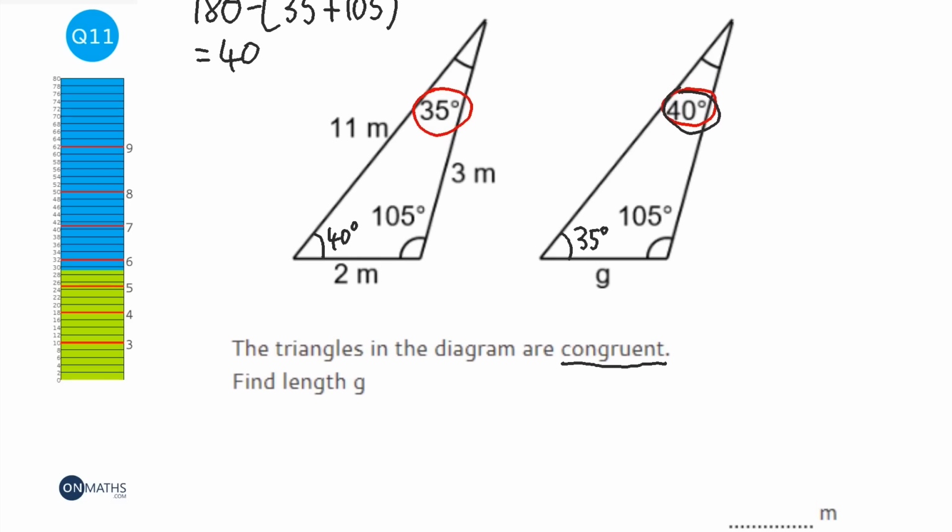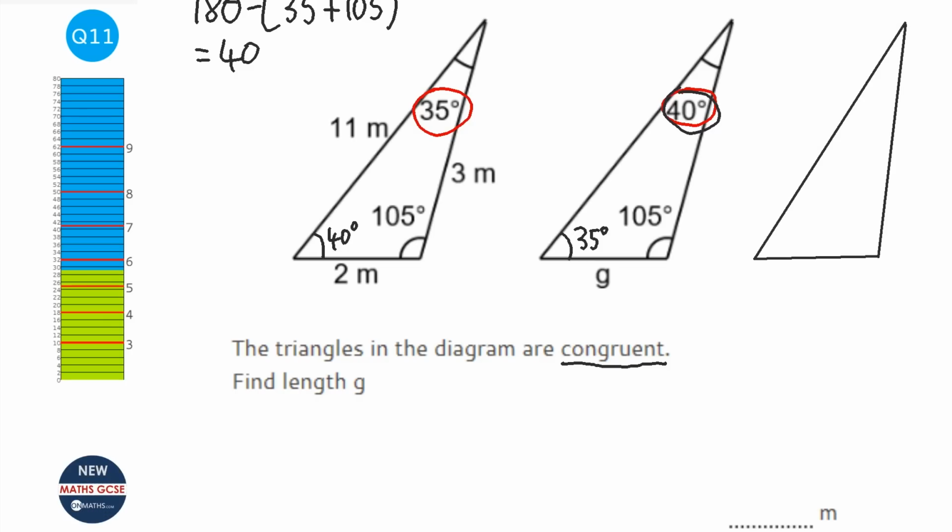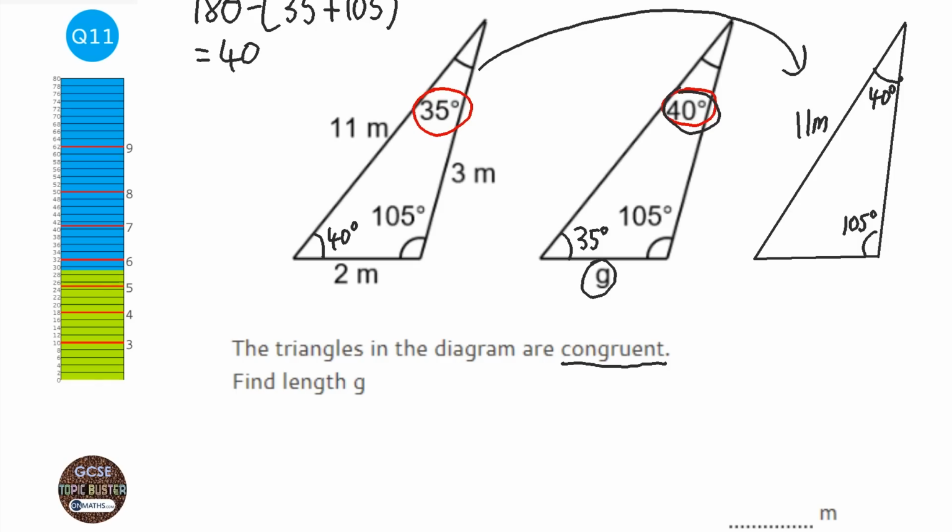Because if I redraw this left hand one, I'll just do it roughly. If I redraw it the same way as we're trying to find G, so I'm going to redraw this first one so it's the same way up, well, this is still going to be 105 degrees. This one here is going to be 40, so I'm going to switch that around. The long one is still going to be 11 meters, and this one down here is going to be the 35 degrees.